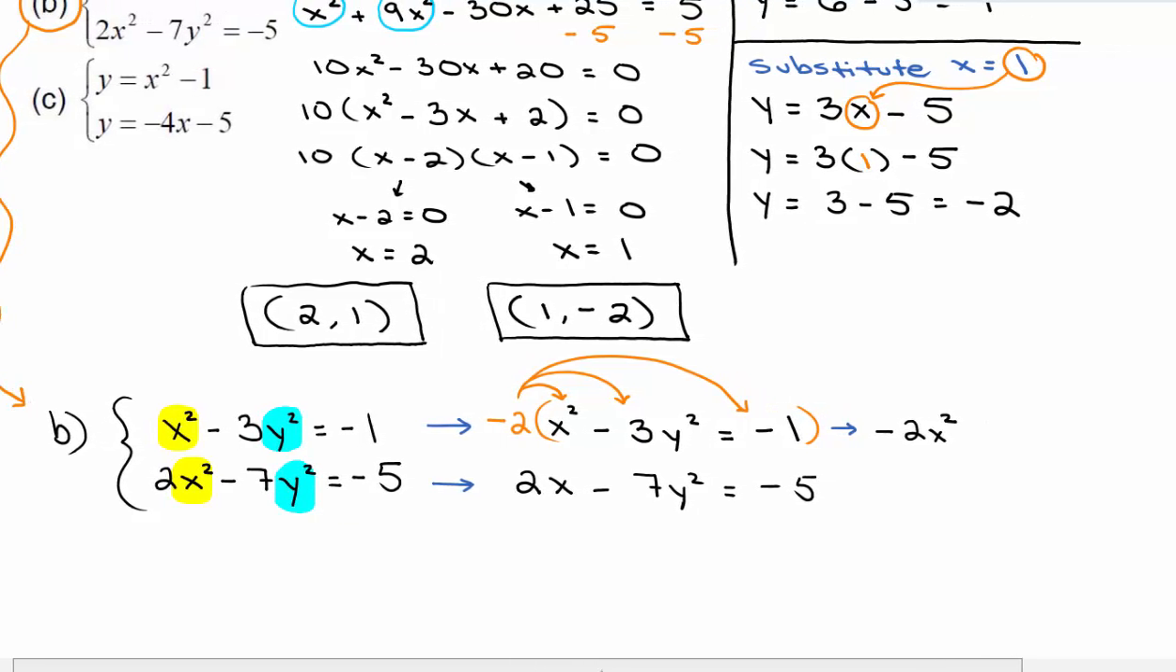Alright, so we're distributing the negative 2 for that top equation. So we're going to end up with negative 2x squared plus 6y squared equal to 2. Second equation is going to stay the same. This is where I caught my mistake that I forgot to write in the squared. So I did write that in, x squared.